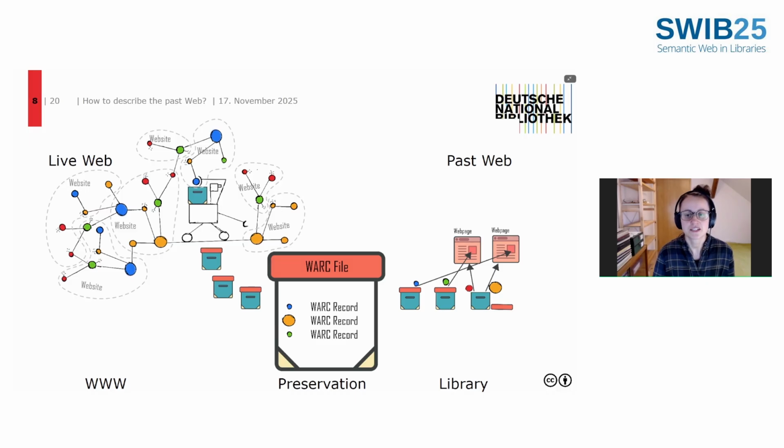The crawler is essential to the archiving process. It is responsible for downloading and storing the content of websites. The collected data is not simply stored. Instead, it's stored in a standardized file called the WARC file. And this file is the container for the archived web resources.